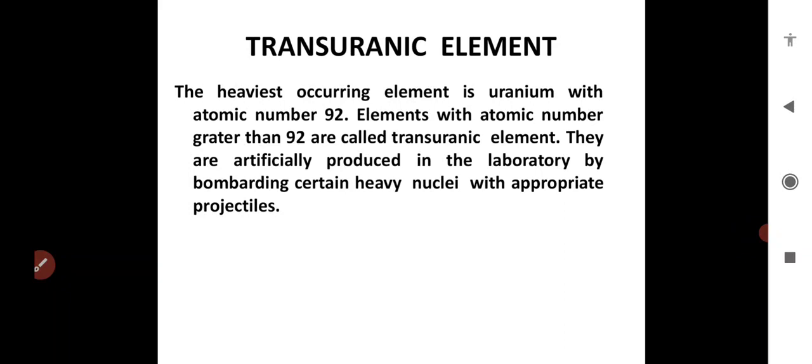Examples for transuranic elements, with atomic number more than 92: neptunium, atomic number 93, plutonium 94, americium 95, curium 96, etc. So these have atomic numbers greater than 92, and these elements are known as transuranic elements. This is the end of the discussion today: applications of radioisotopes and transuranic elements.